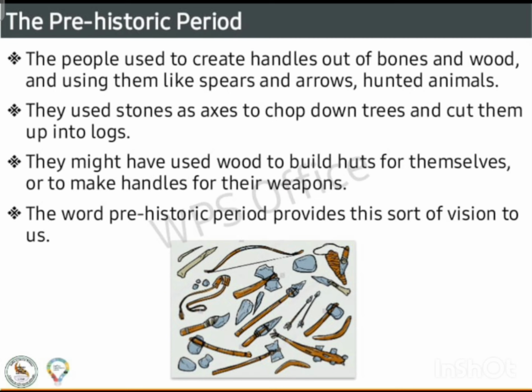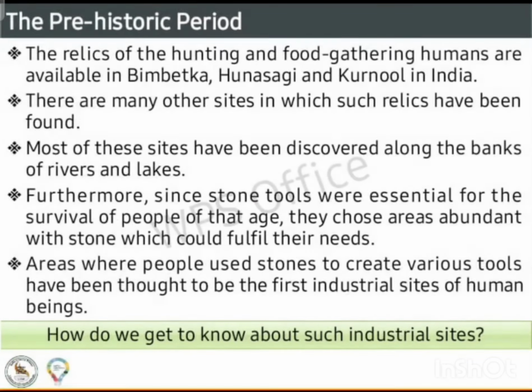They might have used wood to build huts for themselves or to make handles for their weapons. The word prehistoric period provides this sort of vision to us. The relics of the hunting and food gathering humans are available in Bhimbetka, Hansgi, and Karnal in India.